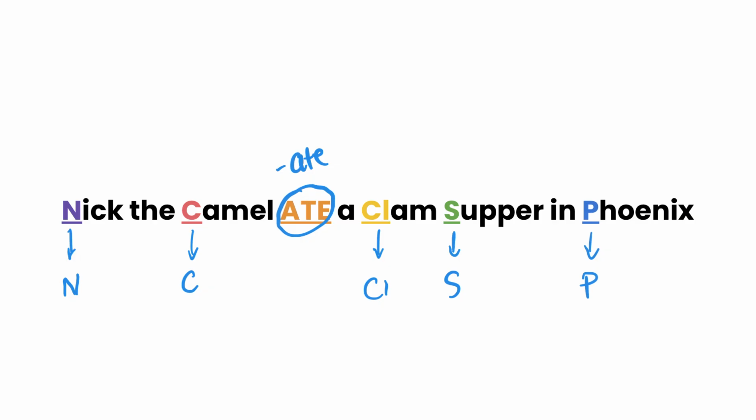The number of consonants, so everything other than A, E, I, O, U, tells you how many oxygens are in that polyatomic ion. In Nick, we have N, C, and K. So there are 3, which means it's an O3. Camel has C, M, and L, so that's an O3. Clam has C, L, M, that's an O3. Supper has S, P, P, R, so that's an O4. And then Phoenix has P, H, N, X, that's also an O4. The number of vowels tells us the charge.